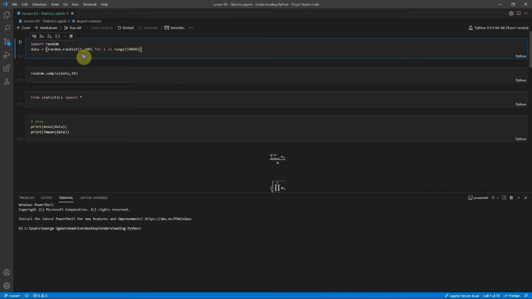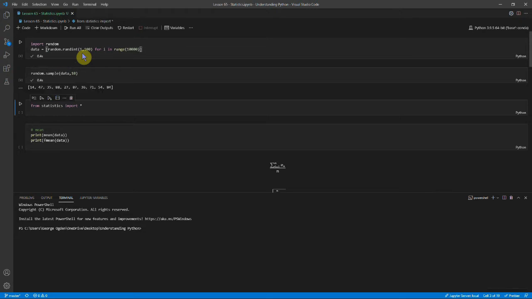So to start, we'll import random and we'll generate 10,000 random numbers between 1 and 100. And you can see it's done that. So you can just view a random sample of these numbers. Now we're going to use statistics, and it's a lot easier to do this without putting statistics dot at the beginning of everything, so we just import everything.